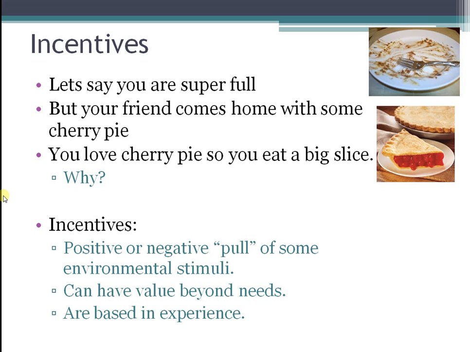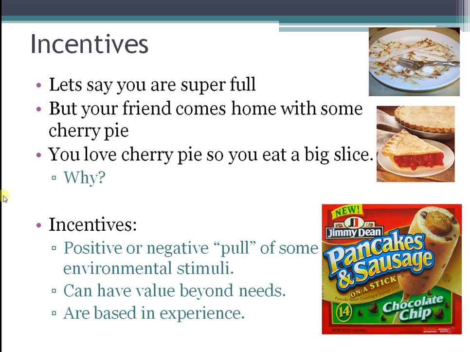But this can also be based on experience, right? So maybe your roommate comes home with Jimmy Dean pancakes, chocolate chip pancake sausage on a stick, right? And you think that that's disgusting. So you decide not to eat it, right? You're super full. You're like, that's disgusting. I'm not going to eat that, right? So this is a negative incentive, or disincentive, to eat this food. Now, interestingly, right, these disincentives can play against our physiological needs, right?